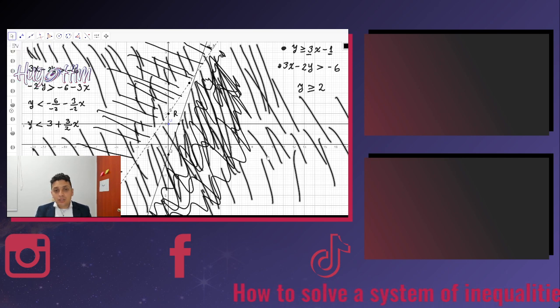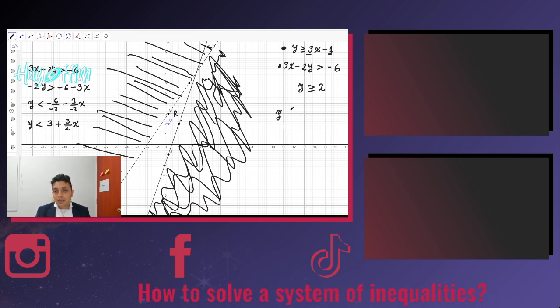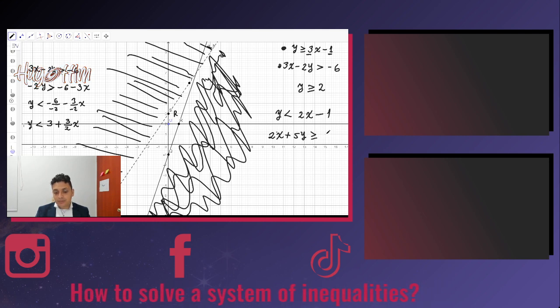And just to finish, I suggest you solve this system and message me the solution. What did you find for the solution of this system? The system is y less than 2x minus 1, 2x plus 5y greater than or equal to 15, and x less than or equal to 5.